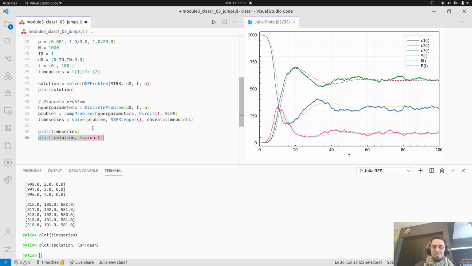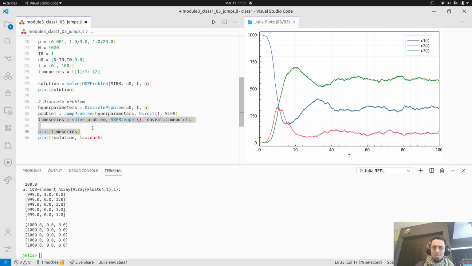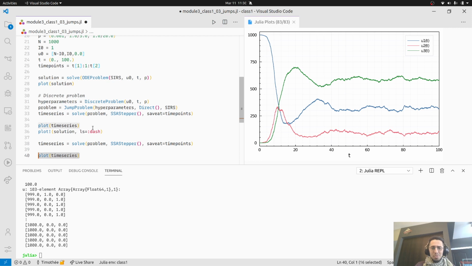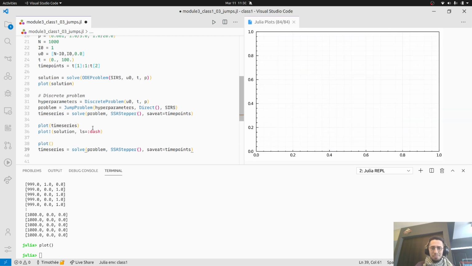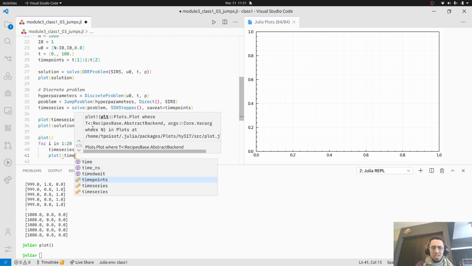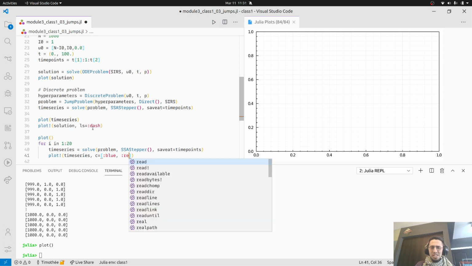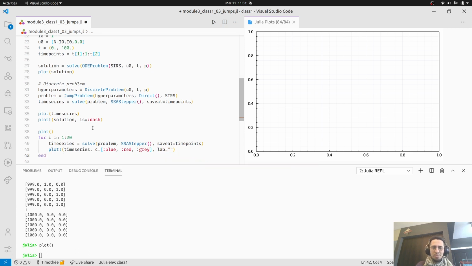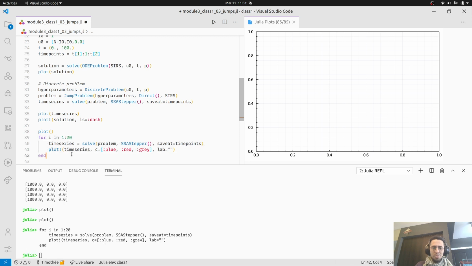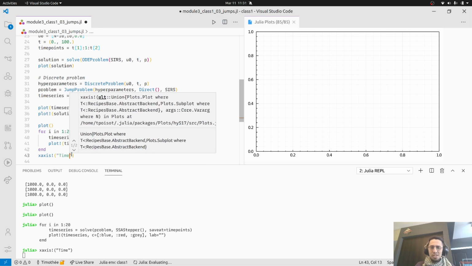So let's plot the time series again. I'm just going to start a new plot here and do a number of things manually. We'll do for i in 20 just to start. We'll plot the time series and we'll set the color ourselves. The colors that I want are blue for susceptible, red for infectious, and gray for removed. And no legend. So we're going to do a little simulation here, and then plot the time series.